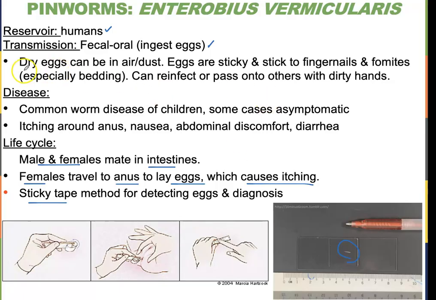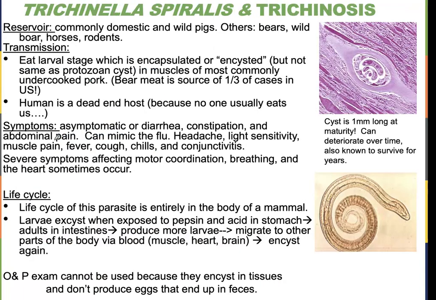So back to this, right? The eggs can be in the air or the dust. Eggs are really sticky. They can come into your fingernails or fomites, especially the bedding. They can reinfect you if you were to put your hands in your mouth, or any other person. Okay, so common worm disease in kids. Some cases are asymptomatic, but mostly it's that itching around the anus. That's the big hallmark sign of pinworms.